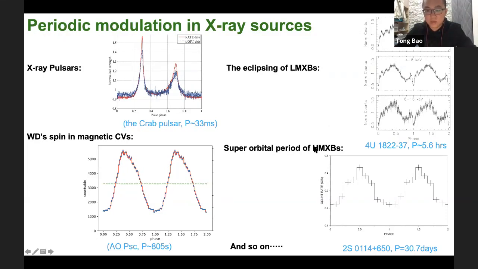And the most puzzling one is the superorbital period of X-ray binaries. I think the origin is still an open question, but the most accepted model would be the precession of the warped accretion disk. So to summarize, the periodic X-ray light curves can hint at many properties like magnetic field, stellar mass and radius, or even the accretion profile.